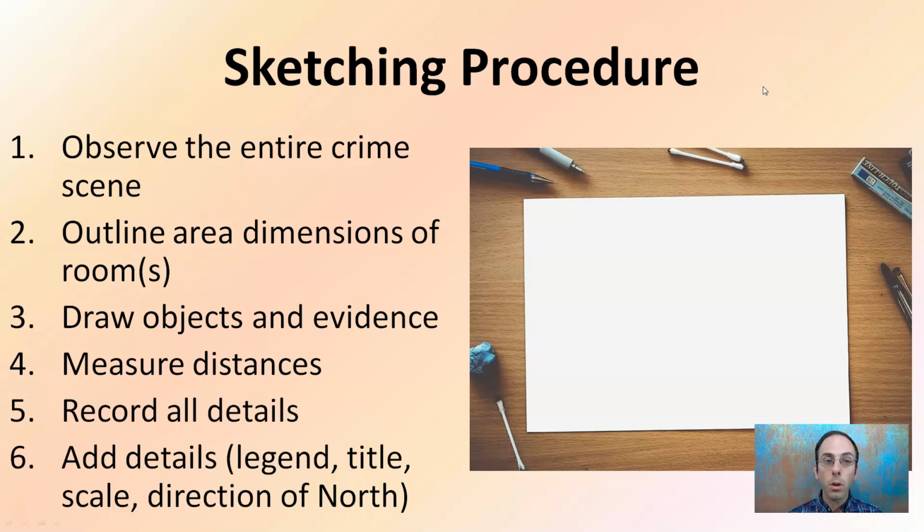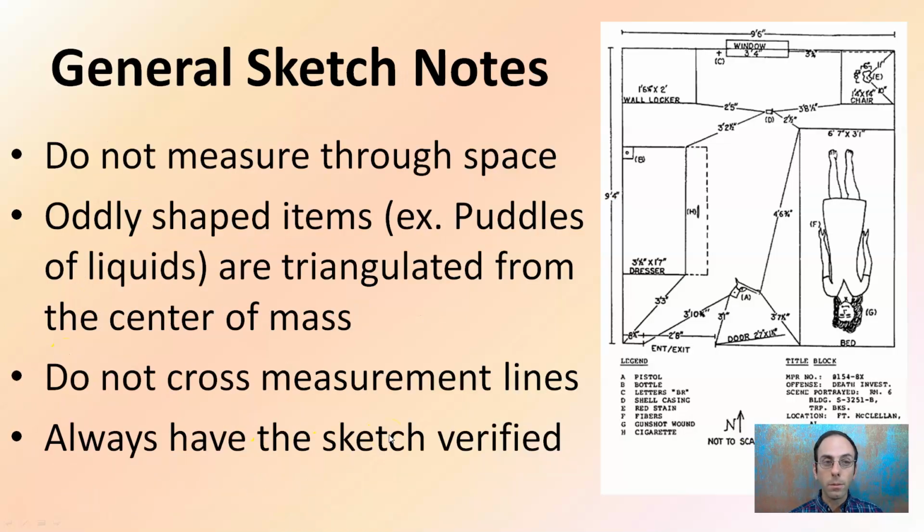Now, sketching procedure. You want to observe the entire crime scene unbiasedly. You want to outline area dimensions of the room or rooms if you're sketching more than one. Draw objects and evidence. Measure distances, record all details, and add details such as the legend, title, and scale. Direction of north is also very important. So you start with a blank sheet, and you have to not only know you're going to be documenting all of this on a sketch, but take all of these into consideration while you're actively there at the crime scene.